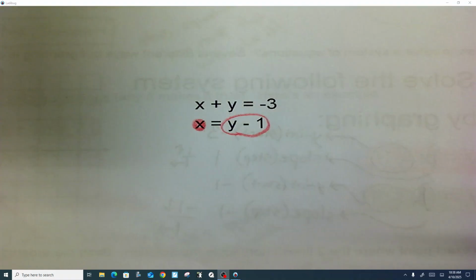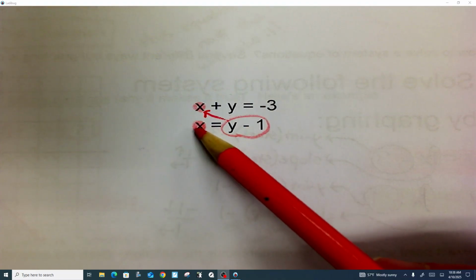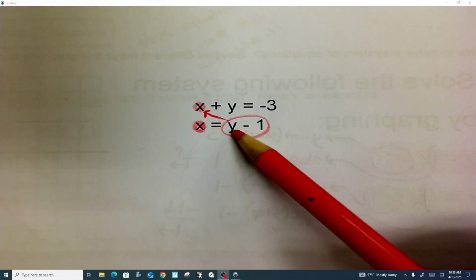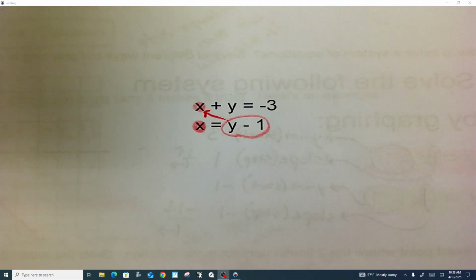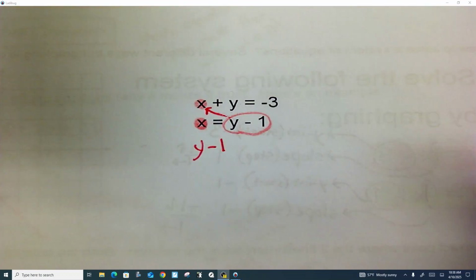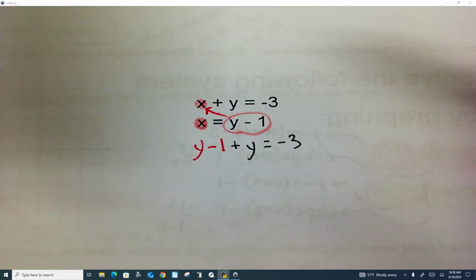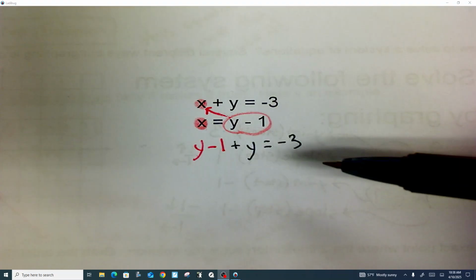And it's equal to y minus 1. But we're not going to substitute the y minus 1 in for y, because x is equal to y minus 1. So we're going to take what x is equal to, the y minus 1, and substitute that wherever we see an x in the other equation. So this x is replaced by the y minus 1. And then the rest of this equation we can just copy out verbatim.